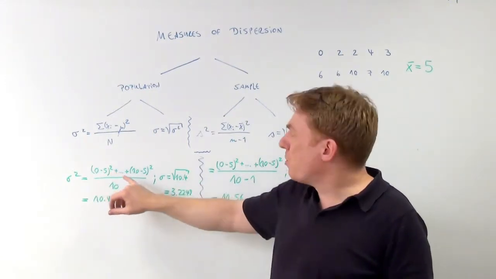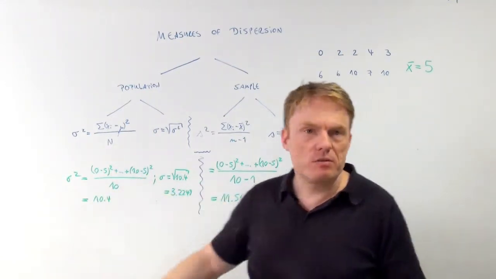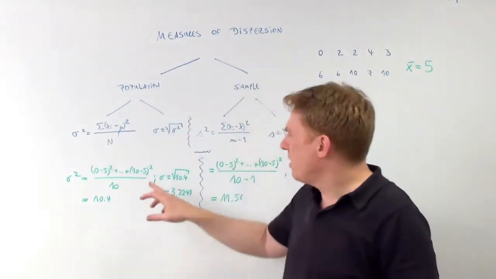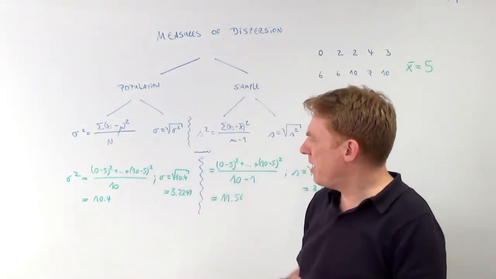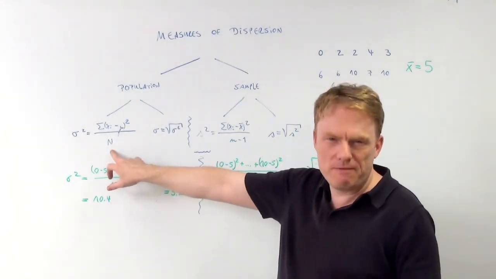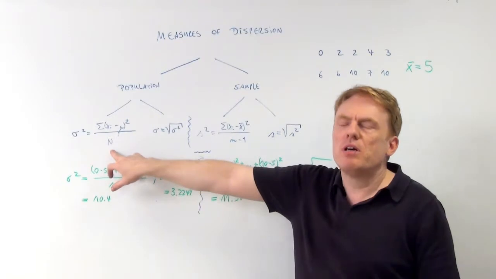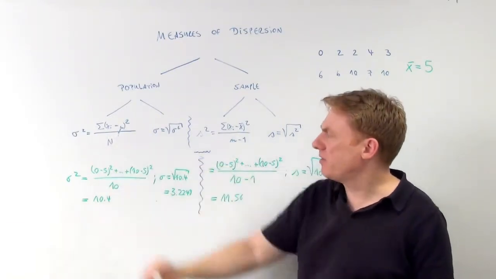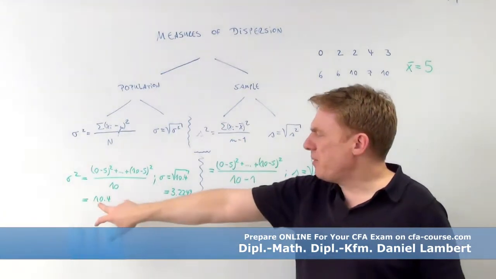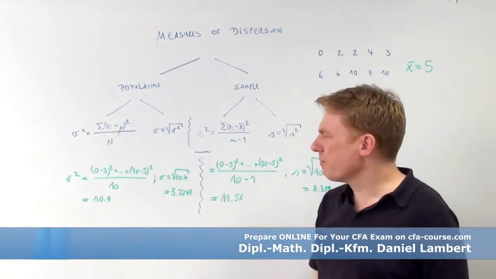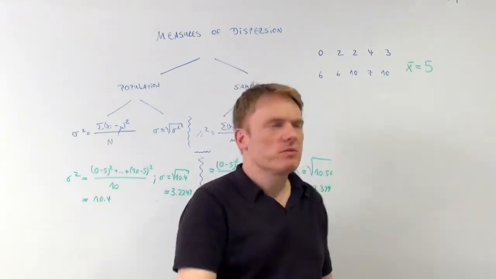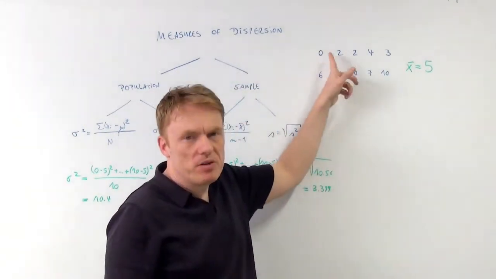and the square, of course, and so forth until every single number is calculated, and we take 10 minus 5 to the power of 2 and we divide by 10. We divide by the number of people here on this island, the total number of population, which means the variance is 10.4.